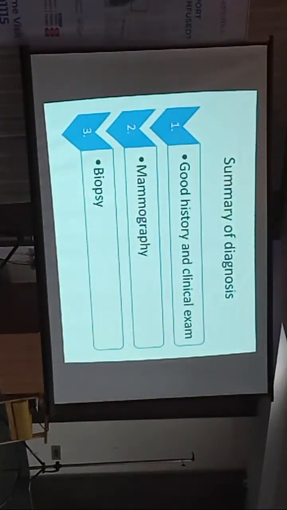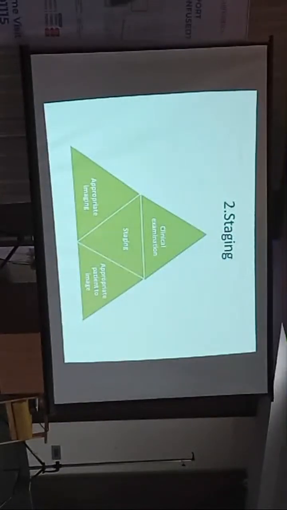So to summarize the diagnosis, you take a good history, a good clinical exam, get a mammography done, and get a biopsy done. That's it. Follow these three steps and you will be convincingly establishing a diagnosis of breast cancer. Second step is staging. Basically, staging means how much the disease has spread in a human body.